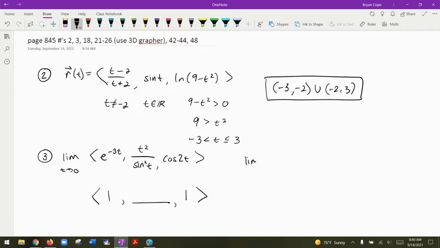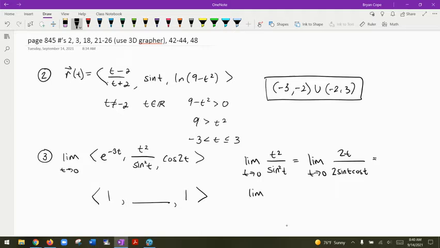So our task is to find the limit as t goes to 0 of t squared over sine squared t. We can use L'Hopital's rule because that's 0 over 0. So we can write this as the limit as t goes to 0 of 2t over 2 sine t cosine t. But unfortunately, at this point, we have to use L'Hopital's rule again because we still get 0 over 0.